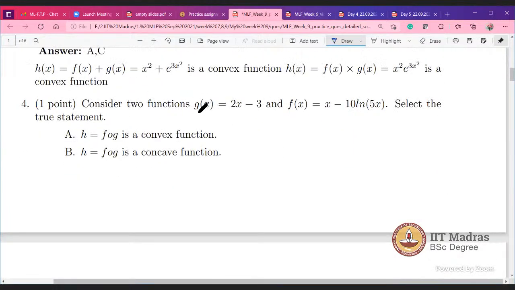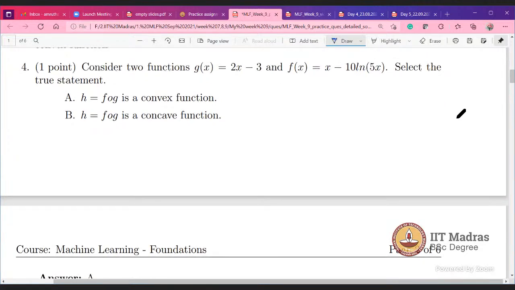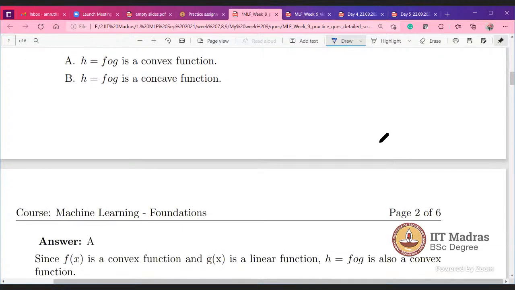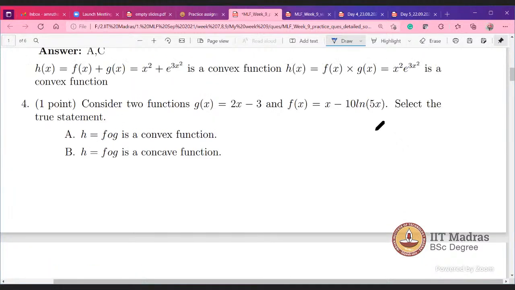So this is actually two functions. g of x is 2x minus 3, so it is a linear function. And f of x equal to x minus 10 ln of 5x. If you plot it, you get a convex function. I couldn't figure it out just by looking at it, only by plotting, right? We have a logarithmic function, ln, natural ln. The ln 5x is a convex function, and even the logarithm is a convex function, right? So this turns out to be also a convex function, f of x equals x minus 10 ln 5x.